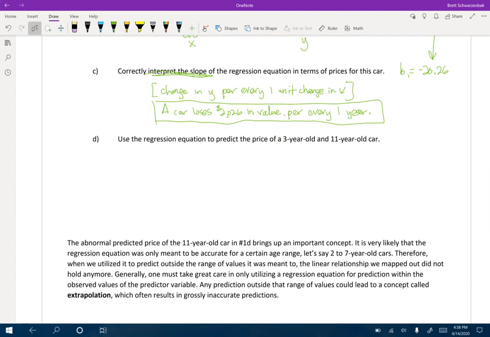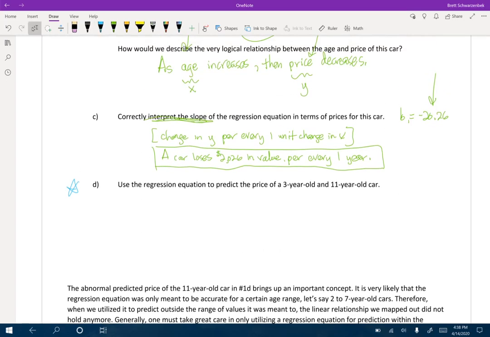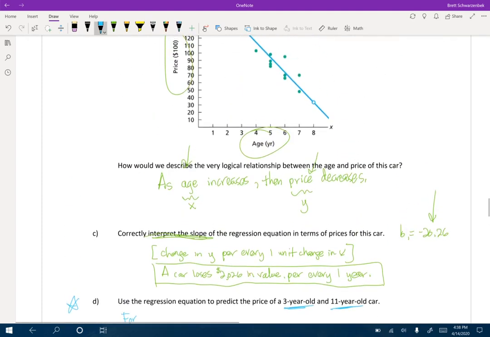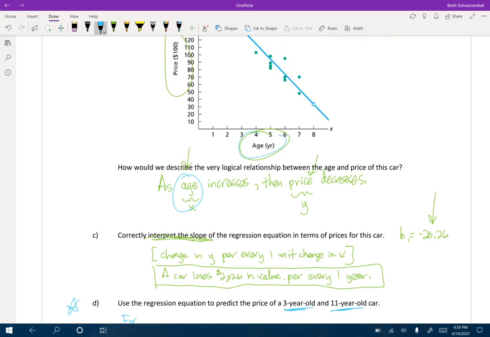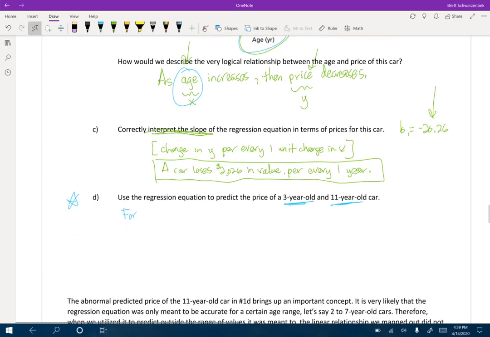It says use the regression equation to predict the price of a 3-year-old and an 11-year-old car. Okay, so you guys should be experts at this. So what is age in this problem? What variable? It is x, right? So all we're doing is saying for x equals 3, what is the price going to be? Well, all we do is sub it into our regression equation.